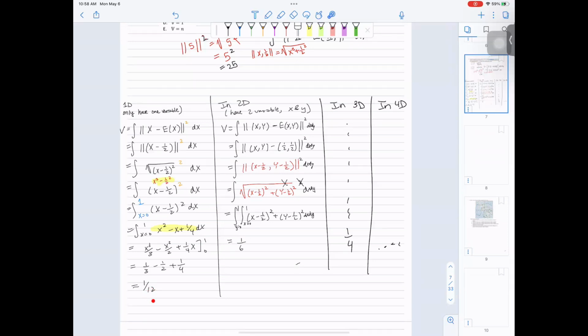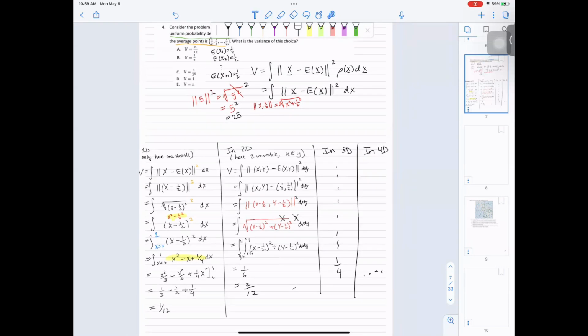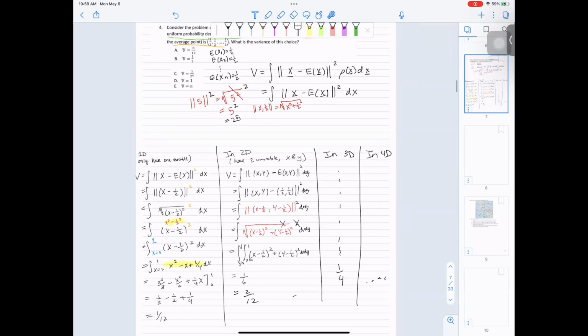Notice the denominator. If you write the 1/6 as 2/12, the pattern should become a little bit more obvious. And 1/4, what is 1/4? It's 3/12. So every time I'm increasing the numerator by 1. And what does the numerator correspond to? In 1D, I had 1 in the numerator. In 2D, I had a 2 in the numerator. In 3D, I had a 3. So this is n over 12, whatever dimension I'm in, divided by 12.